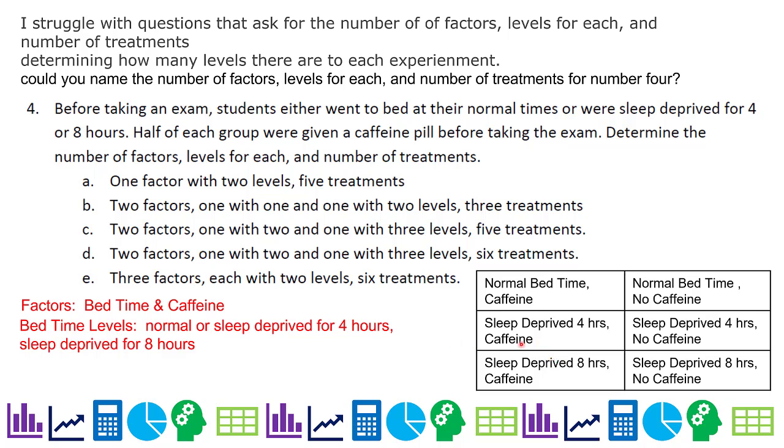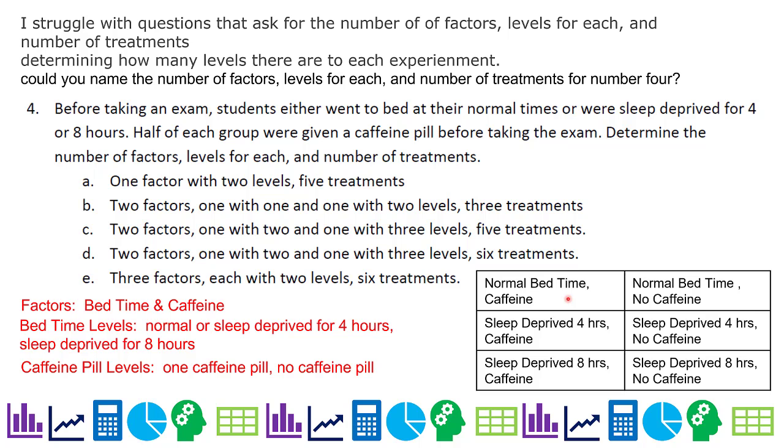Then the question asks how many treatments. Now you're probably going, well, it's bedtime and caffeine. Well, technically, as you go to each subject, you're going to have to choose some combination of these, and we can create 6 combinations of these treatments. So, I forgot to tell you the caffeine pill levels. That's 1 caffeine pill and no caffeine pill. And then we have all 6 of these treatments.